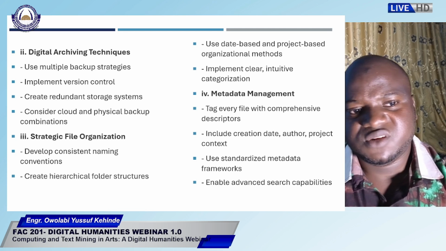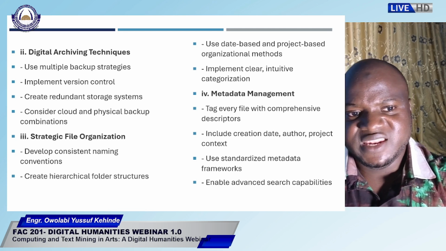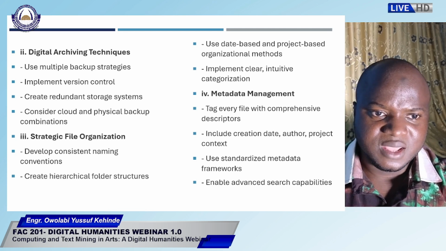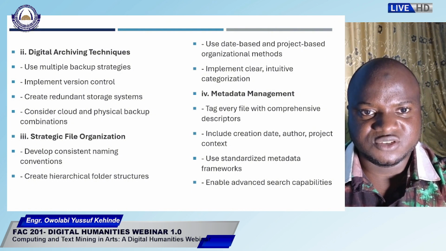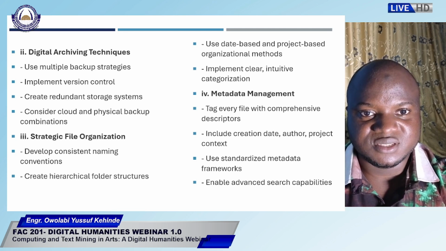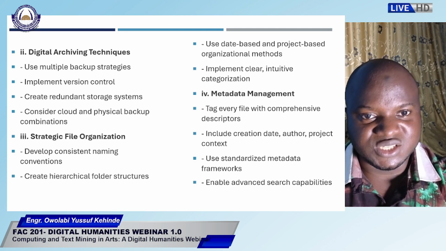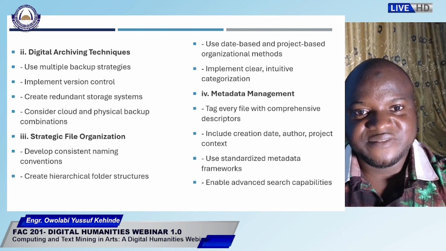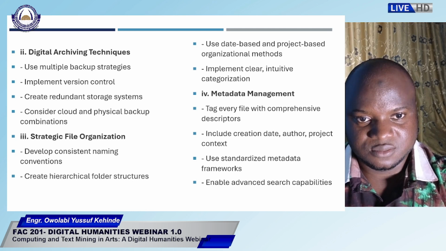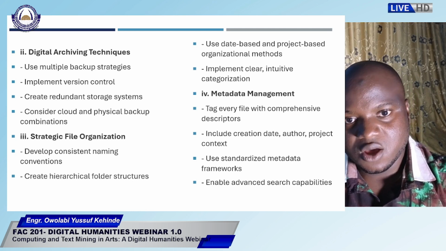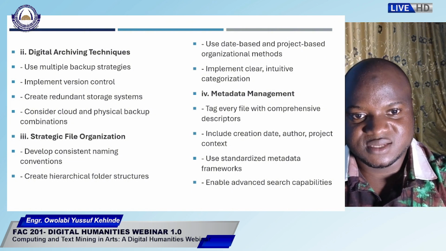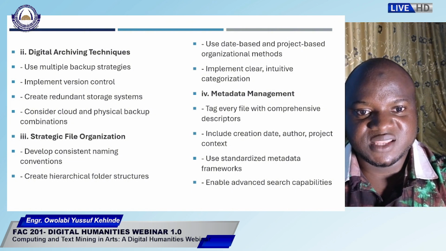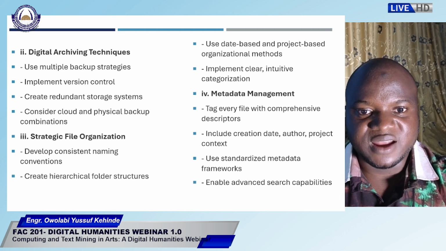Three, strategic file organization. Develop consistent naming conventions. Create hierarchical folder structures. Use date-based and project-based organizational methods and implement clear, intuitive categorization. Lastly, number four, metadata management. Tag every file with comprehensive descriptors, including creation dates, author, and project context. Then use a standardized metadata framework and enable advanced search capabilities.